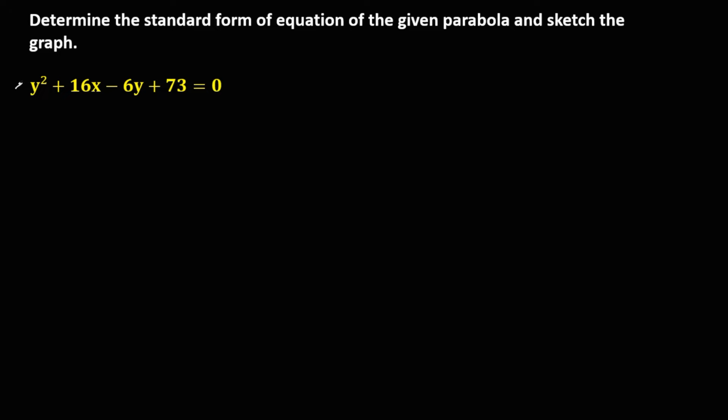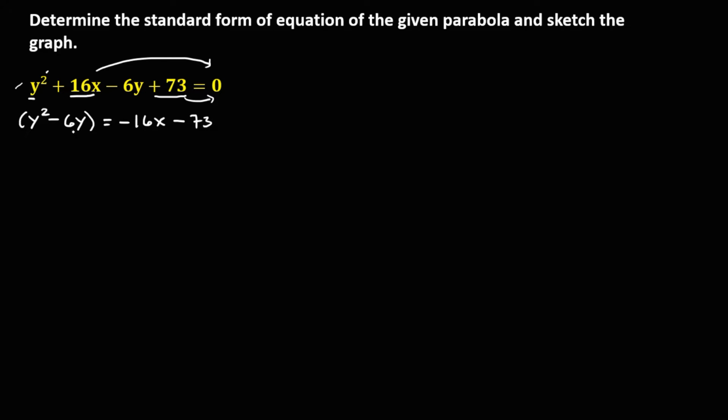Determine the standard form of the equation of the given parabola and sketch the graph. To rewrite this in standard form, since y is the variable with exponent 2, we put all the y terms on the left side and transpose the rest to the right side. So we have y squared minus 6y. Then the positive 16x transposed to the right side becomes negative 16x, and the positive 73 becomes negative 73.